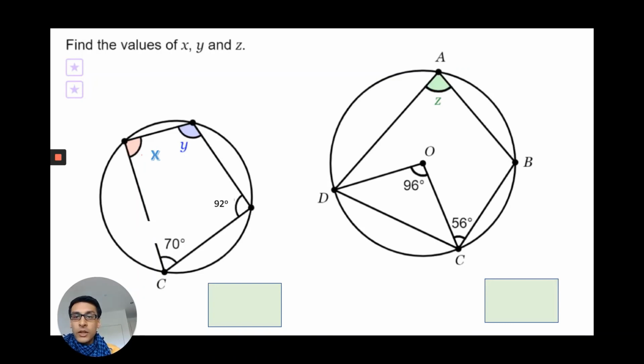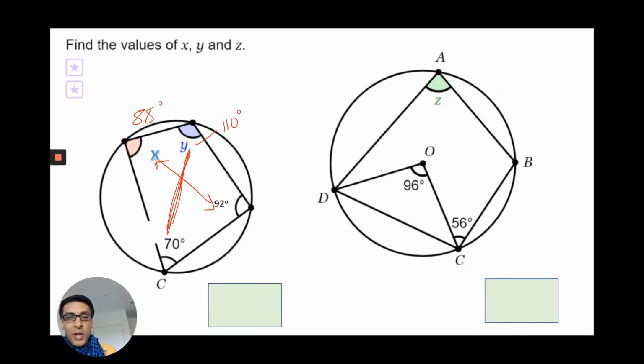Okay, so working out the answers here. We know the first one is really straightforward. We know these two have to add up to 180. So you do 180, take away 92, so you get 88 degrees. And then these two have to add up to 180, so Y will have to be 110 degrees. Question 2 is a bit more interesting, but radii comes to the rescue again.